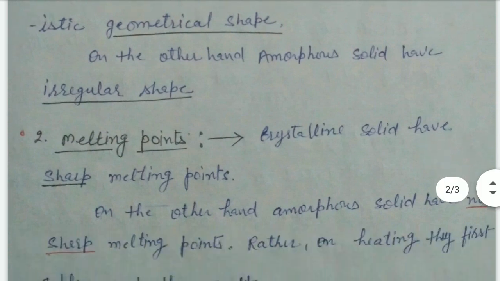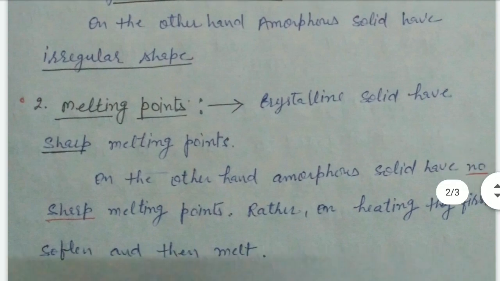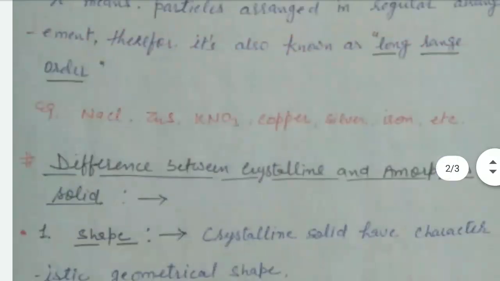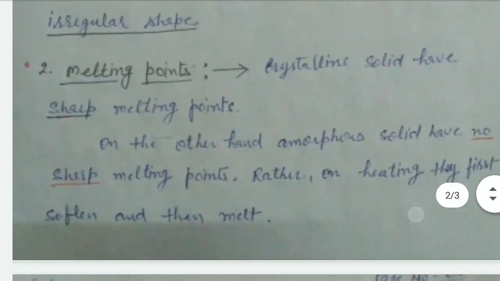And the second point is melting point. Crystalline solid has a sharp melting point. This is because the constituent particles are arranged in a regular pattern. Therefore, at a particular temperature, the solid converts into liquid. But amorphous solid has no sharp melting point. Rather, on heating, they first soften and then melt. Right? Soften and then melt.